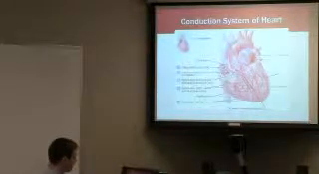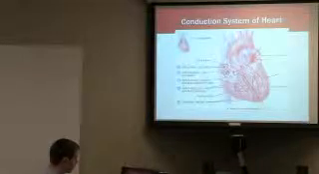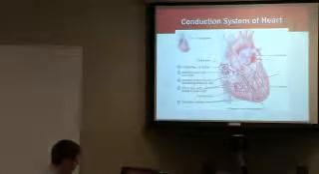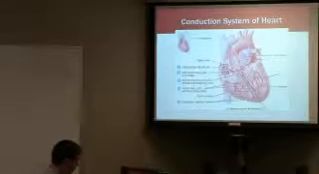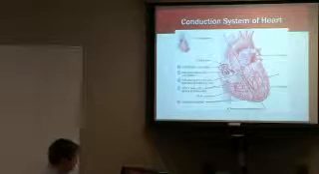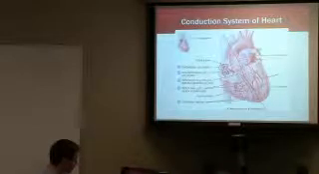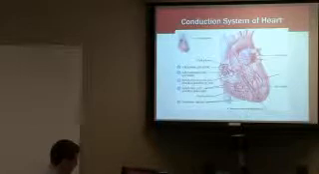So typically, we go from the SA node, and as you can see the little arrows, we're shooting out here, we're shooting down, and we're moving here, and we're activating the AV node. Then the electrical impulse is going to go down the bundle of His, the right and left branches, and activate the ventricles.